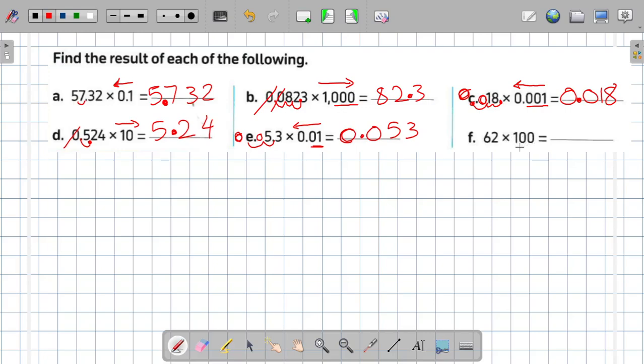Okay, next I have 62 by 100. It's simple. I will add 2 zeros here, so it will be 62 and 2 zeros, so the result will be 6,200.